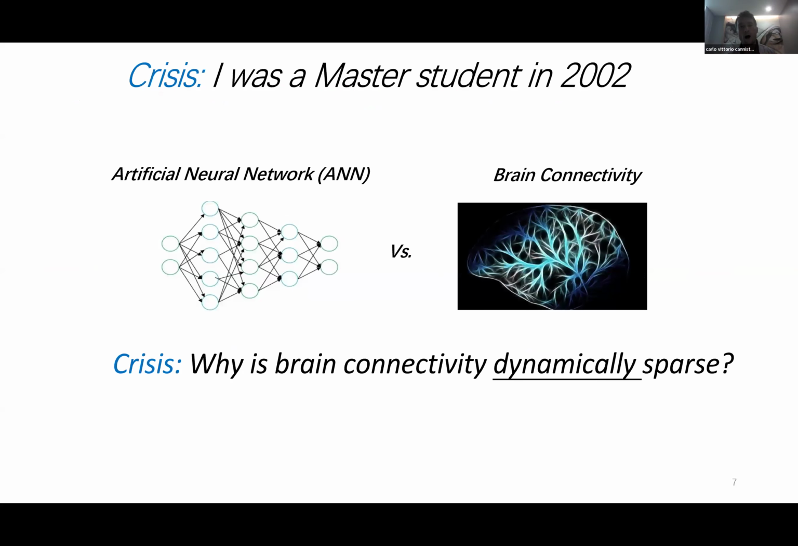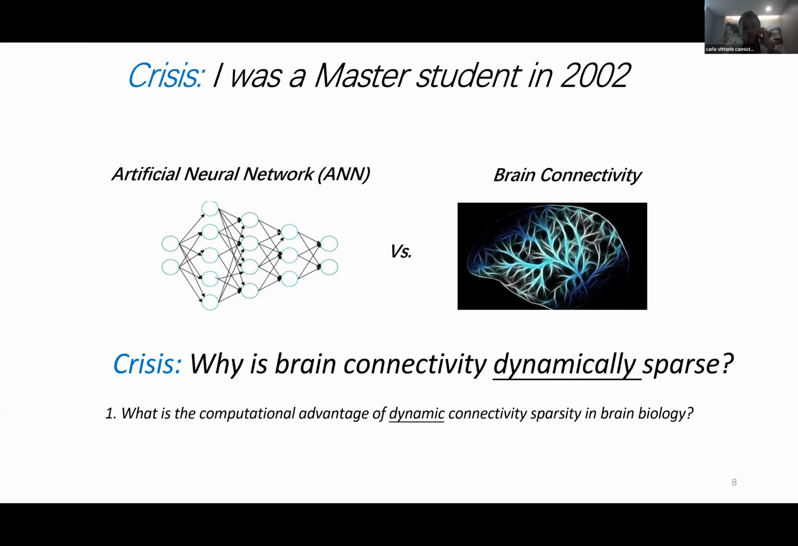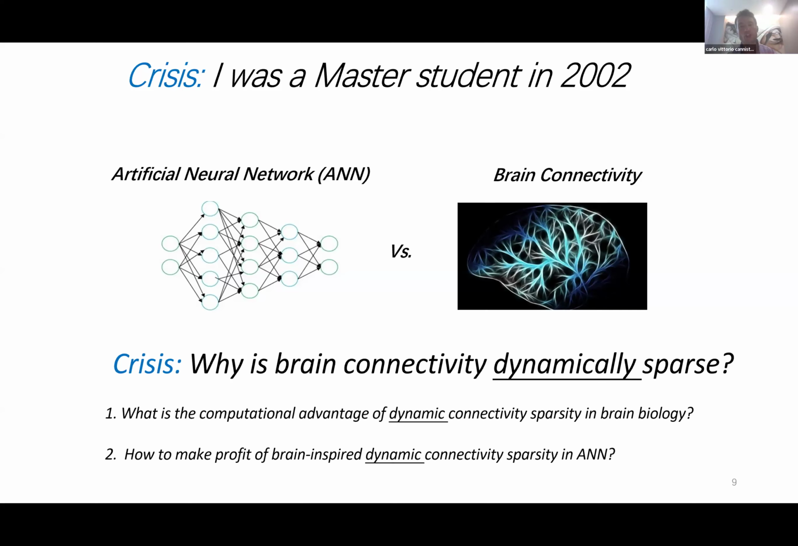So the first question was, why is brain connectivity dynamically sparse? Because the professors of brain bioengineering were explaining the reality in the brain: the neural network has a synaptic turnover. This means that some connectivity is removed because it is discovered not to be good for the training, and some new connectivity emerges. So it's the dynamic sparsity that is fundamental, not just static sparsity. And how to make a profit of this in artificial neural networks? That was the first of my questions.